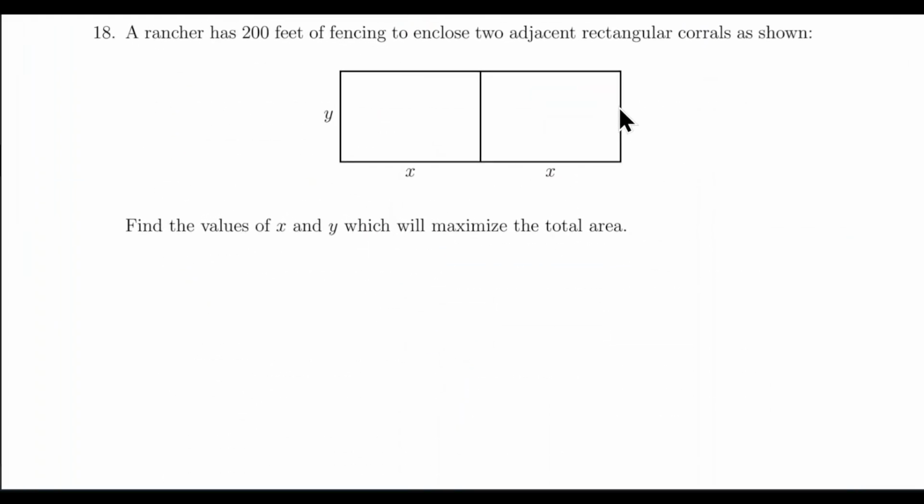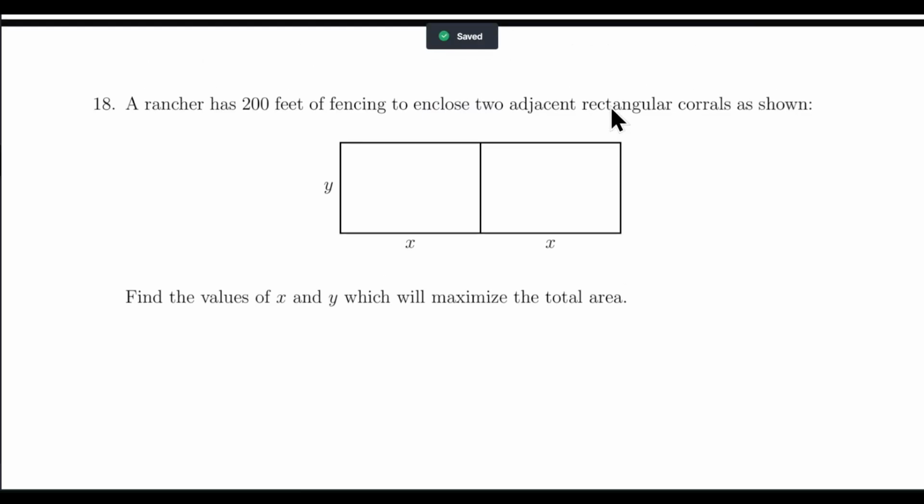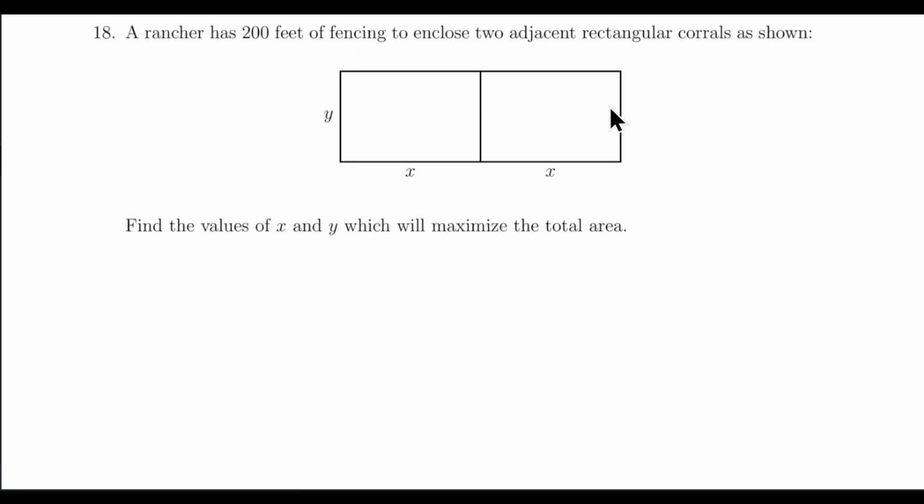Okay, fellas, optimization. A rancher has 200 feet of fencing to enclose two adjacent rectangular corrals as shown. Find the values of x and y that will maximize the total area. All right, fellas, this is x, this is x, this is x, y, and y.